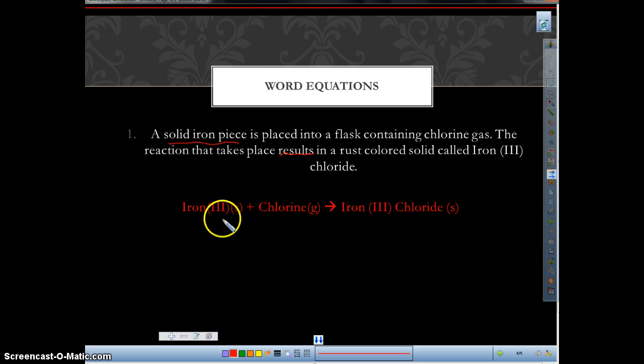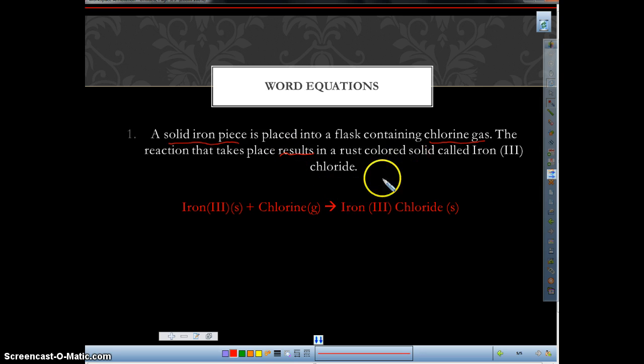So you can put that down. It says a solid piece, so we put an S behind that. Plus, it's placed into a flask containing chlorine gas. So the iron and the chlorine gas are put together. So then you have chlorine, and we put a G for gas. And then it says the reaction takes place that results. So that's where your arrow is.